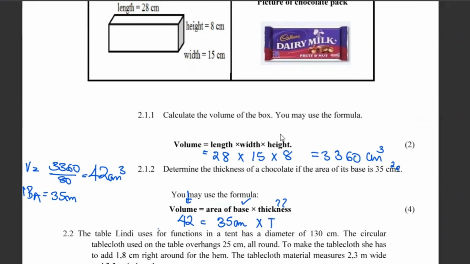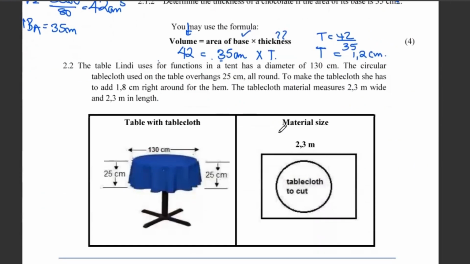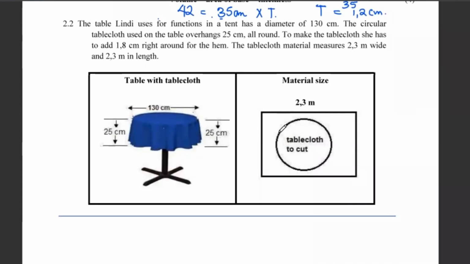times the thickness. Because I'm looking for t and I've multiplied, I need to divide. So my t will equal 42 divided by 35. So my t is 1,2 centimeters. Okay, here we go. Let's take note of this.